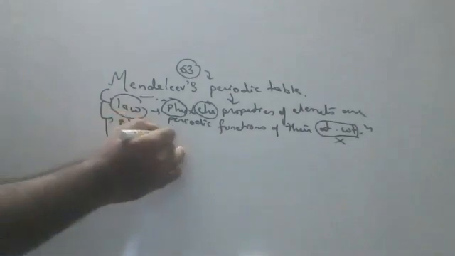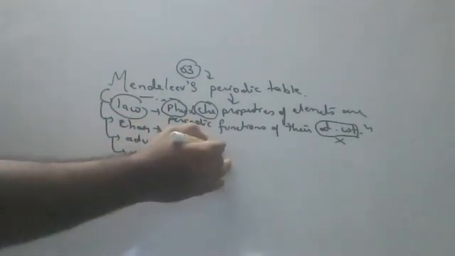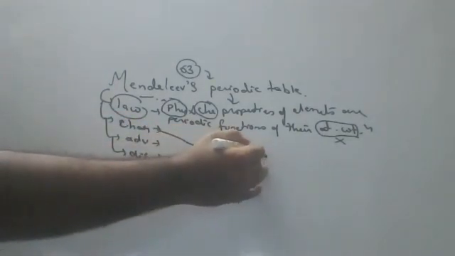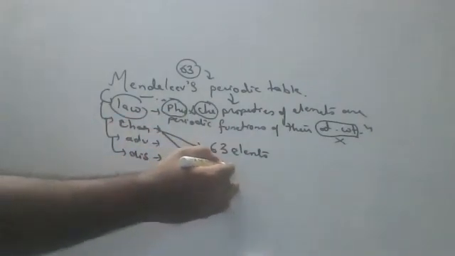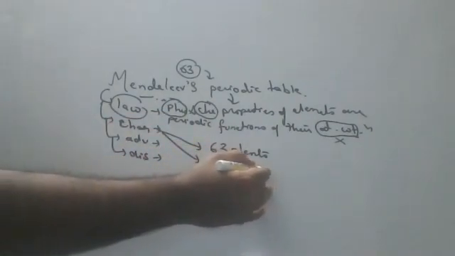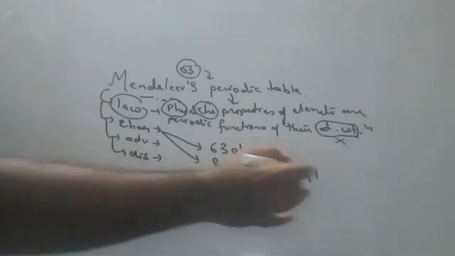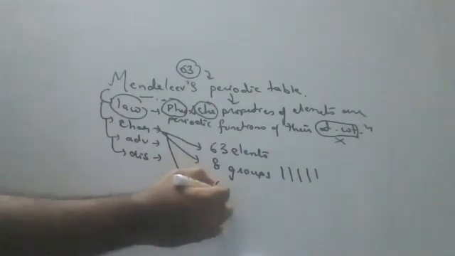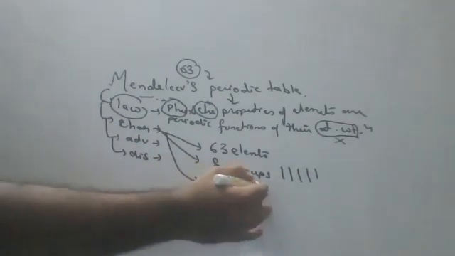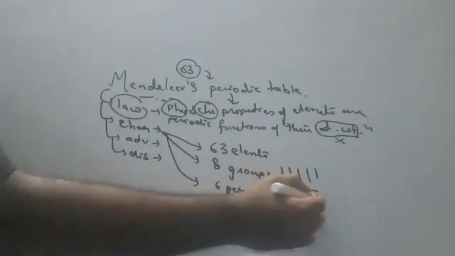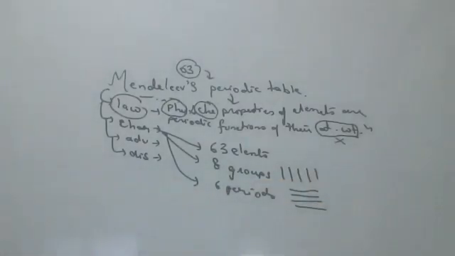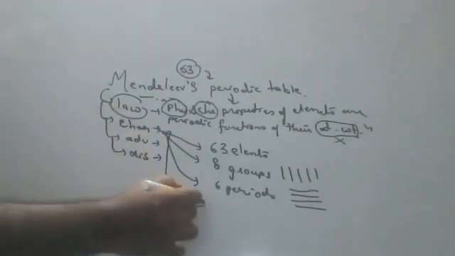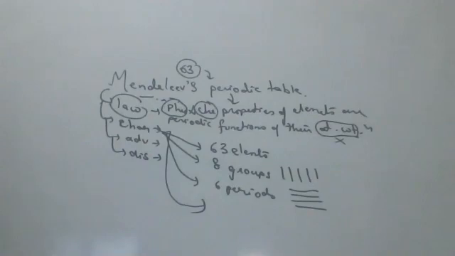First, let me tell the characteristics of his table. He classified 63 elements, and in his table, 8 groups are there. What are groups? Vertical rows are called groups. And in his table, 6 periods are there. Periods means horizontal rows. Okay, children. Also, please mute yourself. Okay, 8 groups are there and 6 periods are there.